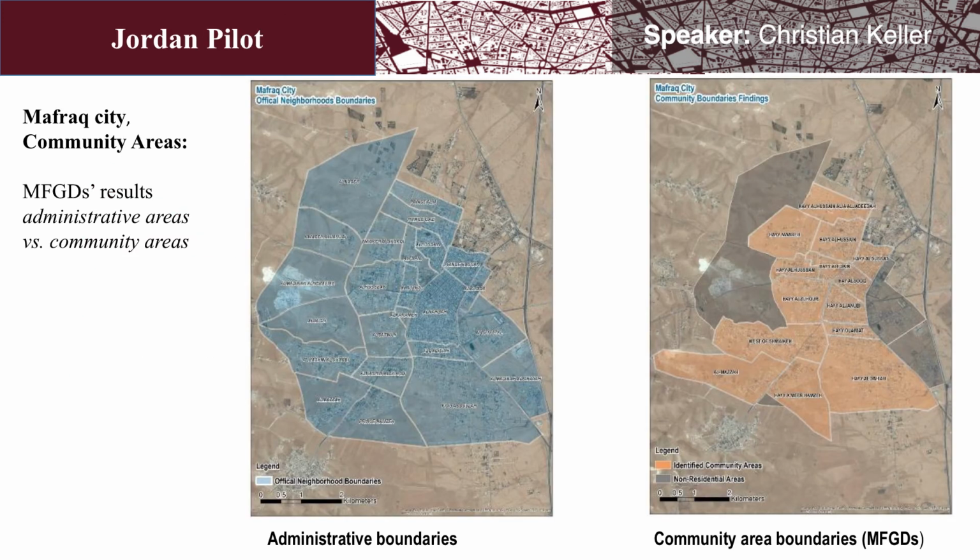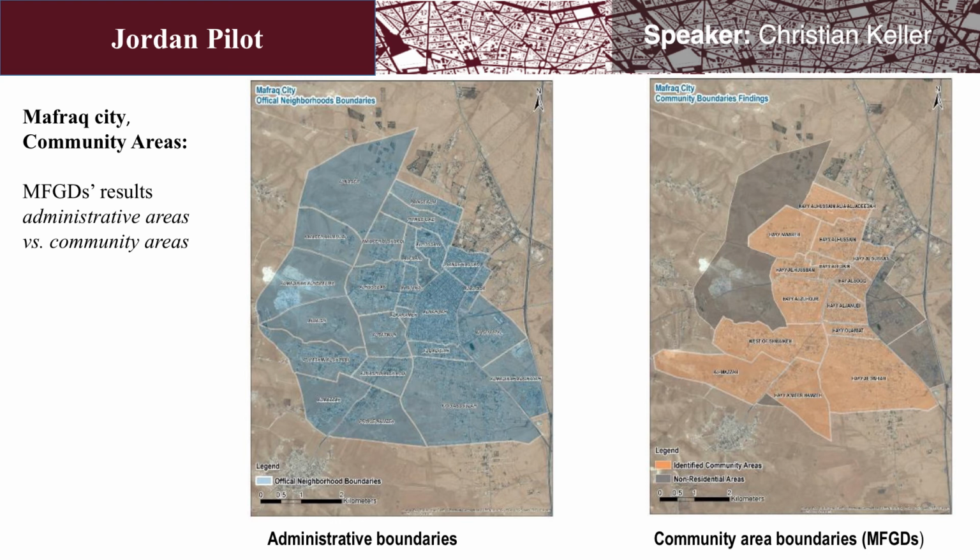So on the next slide, you see our results from our very first pilot that has been conducted in Mafraq city in the north of Jordan. And on the left you see official neighborhood boundaries, and on the right you see our results, sort of the endogenously identified community areas. And you see that there's quite a difference between the two. And the differences in Mafraq city are mostly that official boundaries, they span over uninhabited areas that weren't mentioned as a particular community area to us.